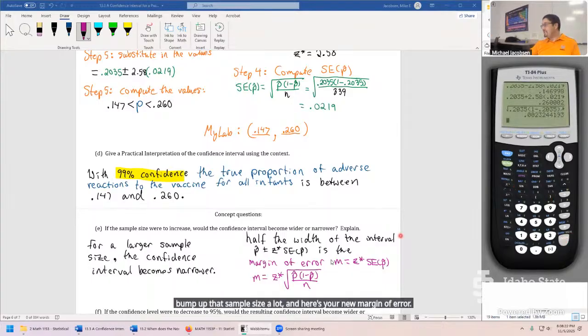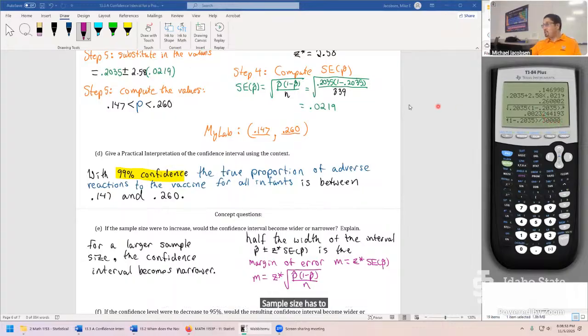Well, a part of it. This is before multiplying by z star. It's now 0.00232. This was 0.0219. So it's quite a bit smaller. Maybe not as small as you might have expected. The square root is part of a problem here. When you put in the sample size and square root it, the reduction doesn't happen as fast as we would like it to. The square root is kind of punishing in a way. Sample size has to increase a gigantic amount to make this quite a bit smaller. But it did get smaller, about 1/10 of its size, when we went to a sample size of 30,000.